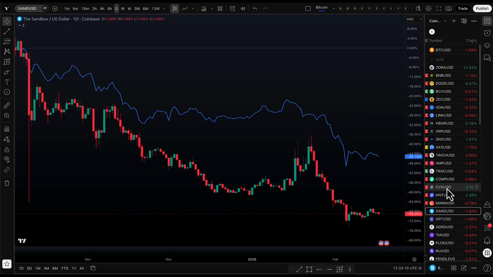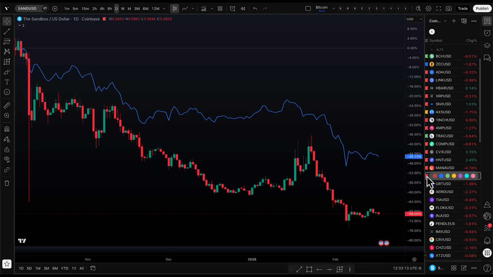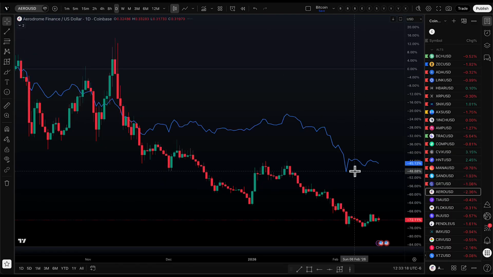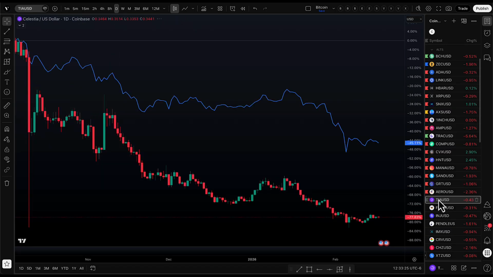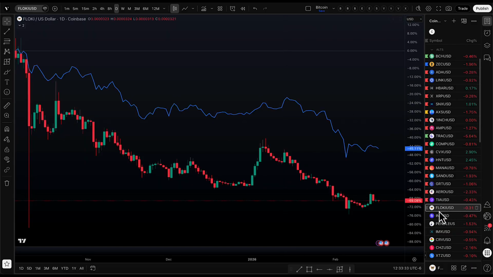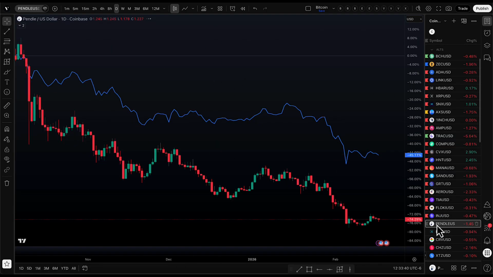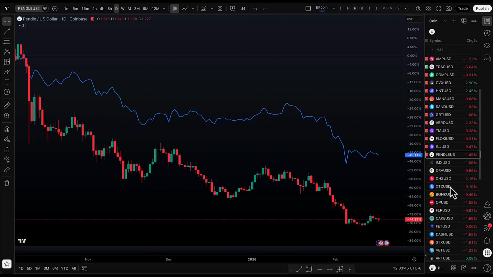Now, we can see Sand is a red. The Sandbox, GRT, same story. Arrow, well, it tried, but again, little fake outs. Definitely red with all that space. Celestia, oh, the bottom of the ocean. That's definitely a red. And Floki. Well, that's a red for Floki. INJ, of course. Lots of red for INJ. Pendle. Lots of red in Pendle. A lot of red in the market here.